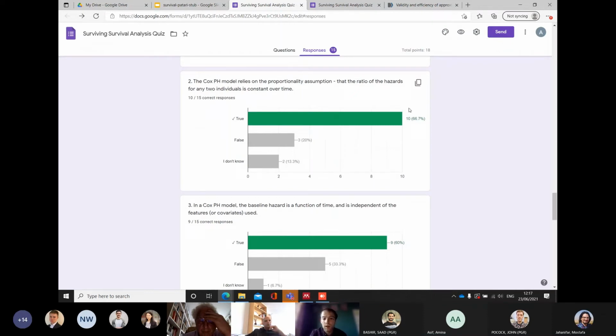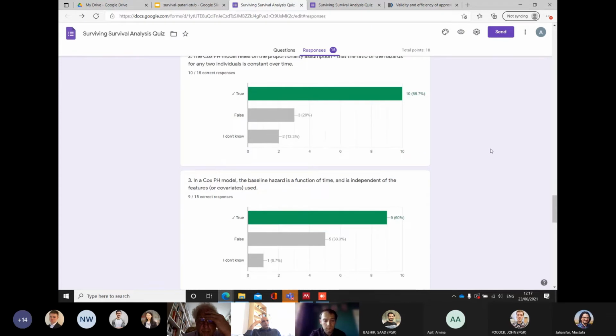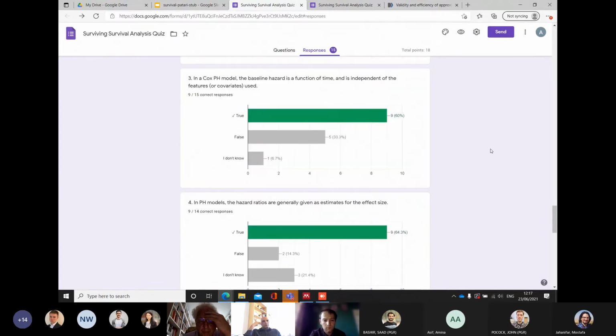The Cox-PH model relies on this proportionality assumption. So this is what Amina showed in some slides, and it shows that the ratio of the hazards for any two individuals has got to be constant over time. So that's the whole assumption of proportional hazards. So again, most people got this one right.